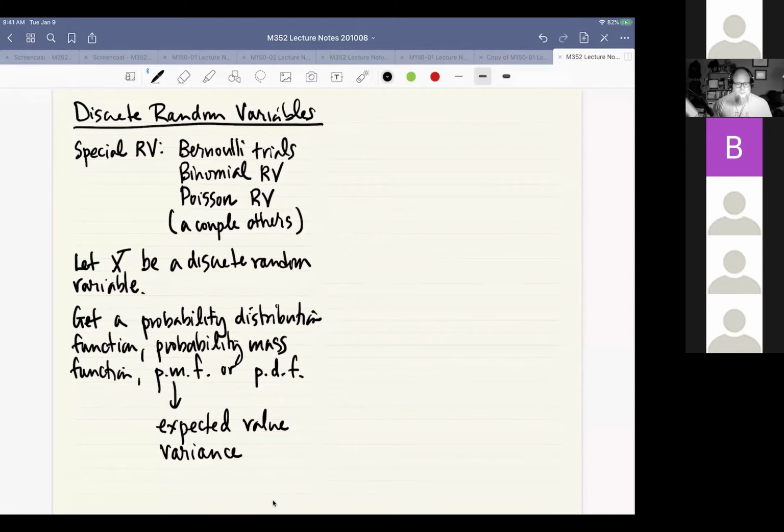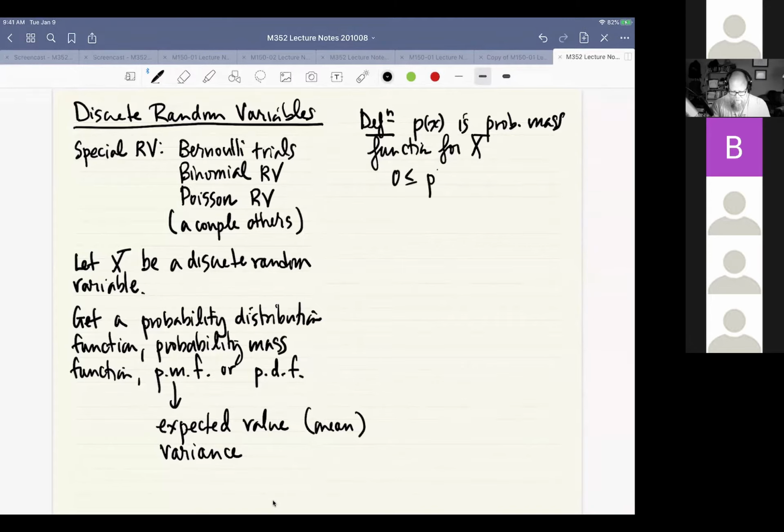Okay. An expected value, remember that's a fancy way to talk about the mean, but we'll be fancy where we can. When you have a probability mass function, recall the definition I alluded to on the previous page. If P of X is a probability mass function for X, then the values of the probability mass function are all between 0 and 1. And then if you sum over all the elements in the sample space, the values of that probability mass function add to 1.